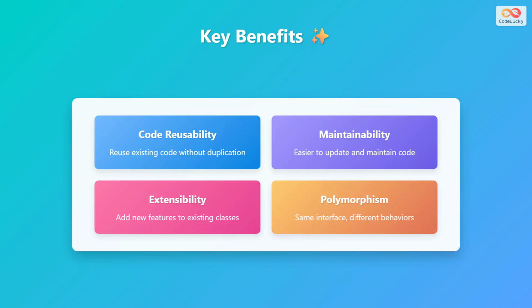Inheritance enables you to add new features to existing classes by creating child classes that extend their functionality. Fourth, polymorphism. Inheritance allows you to create objects of different classes that can be treated as objects of a common type, providing flexibility and adaptability in your code.